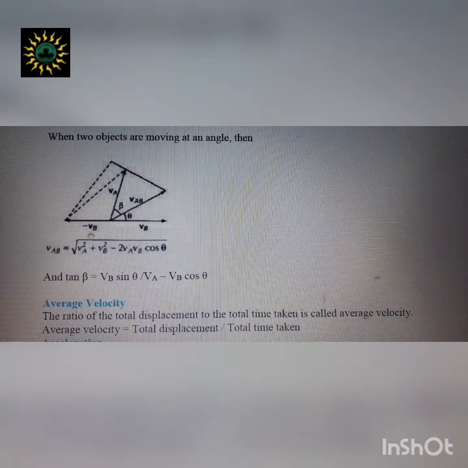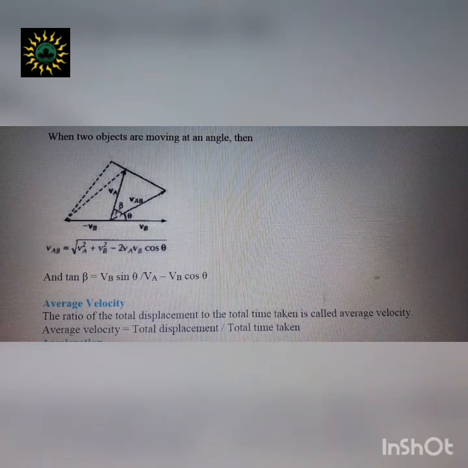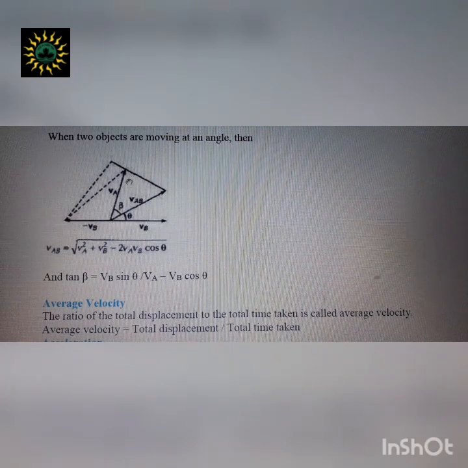The direction of VAB will be expressed as tan beta. Beta is the angle of the relative resultant velocity with the VA velocity. So beta is the angle between VA and VAB. So you have to just remember this formula to solve the problems.